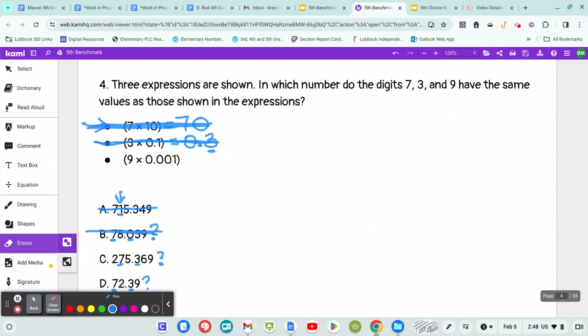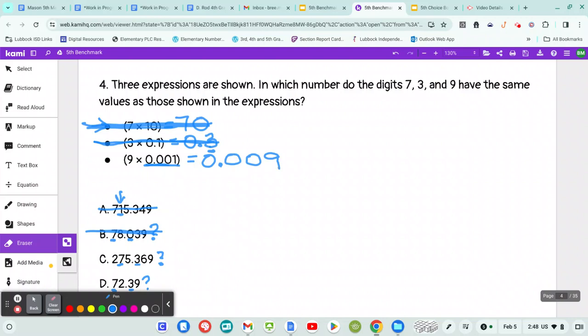Look at the 9. I imagine that this is where a lot of kids got tripped up. You're assuming that the 9 is in the hundredths place. But look, this is thousandths. I have 1, 2, 3 zeros. It's thousandths. So written out, this would be like this. Okay.